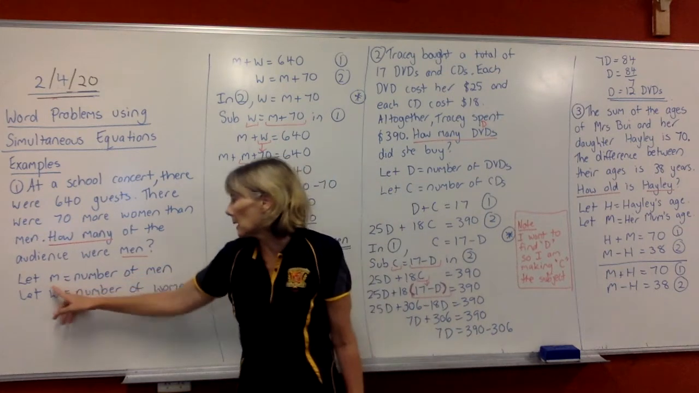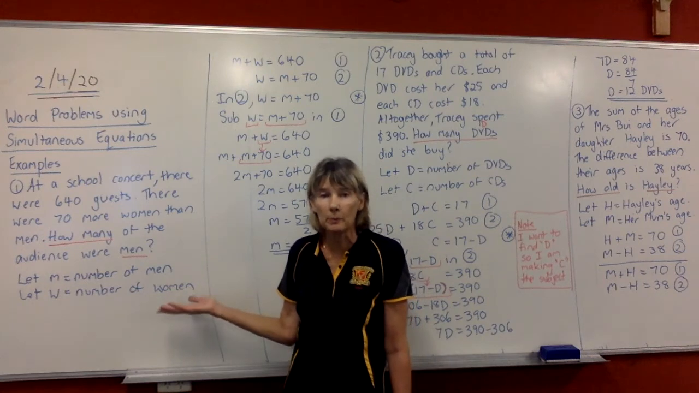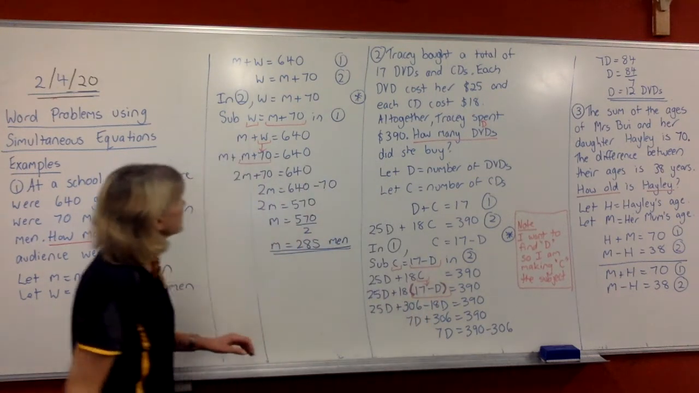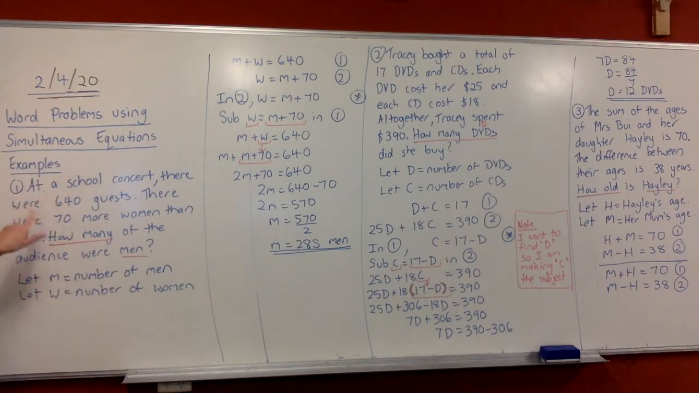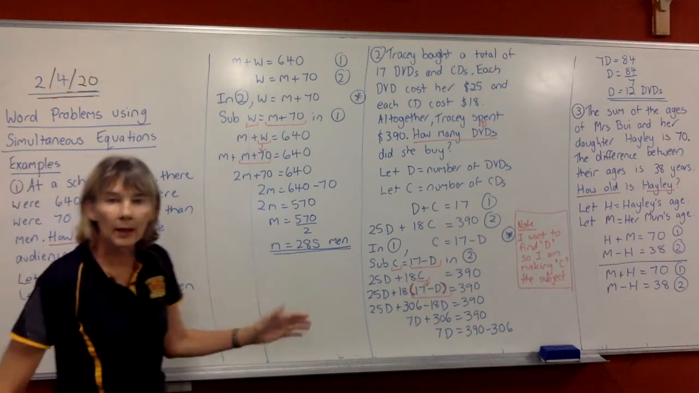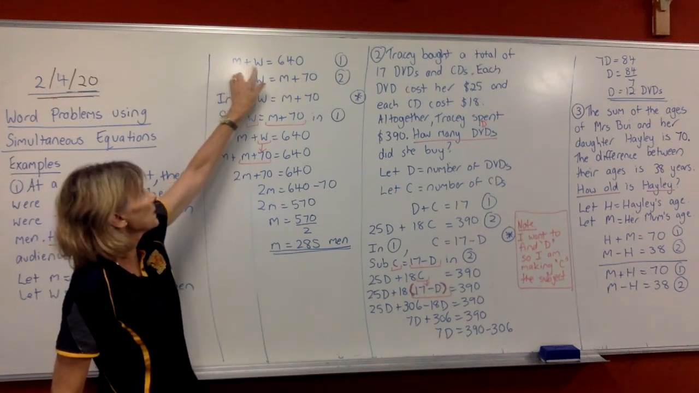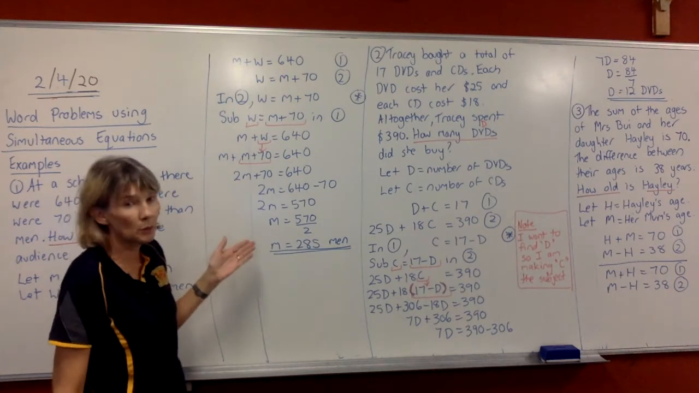So we're going to let M equal the number of men. And then of course the other thing will be the women, so let W equal the number of women. Alright, so looking at what they told us first up, at a school concert, there were 640 guests. The only people that are there are men and women. So the number of men plus the number of women is the 640 guests. That's your first sentence, first equation.